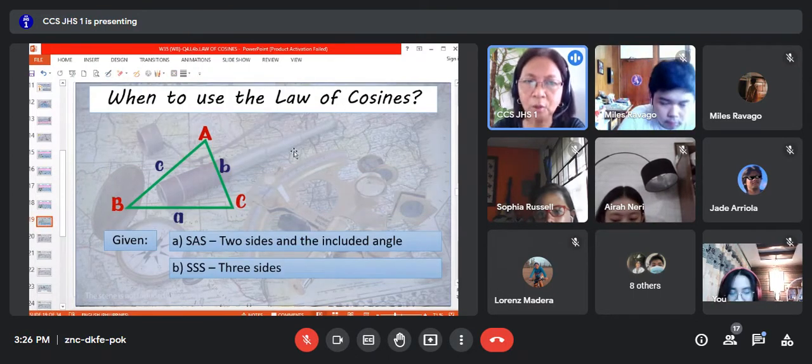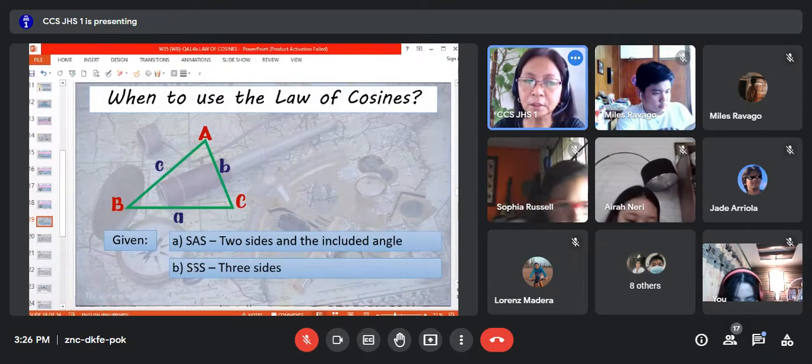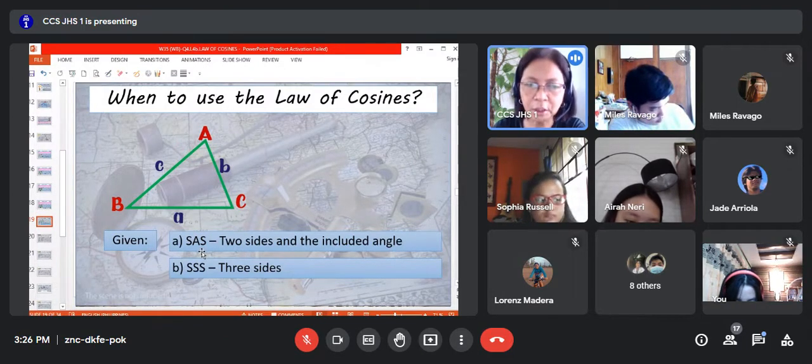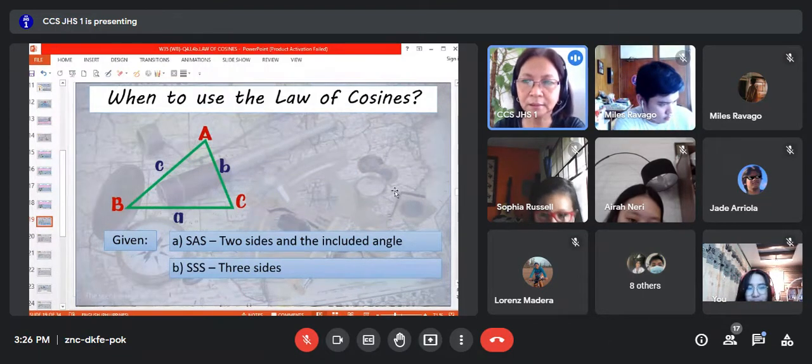To summarize, the law of cosines can only be used if the given are side, angle, side, or two sides and the included angle, and also side, side, side, or three sides of the triangle. You cannot use the law of sines right away. For the law of cosines, you can mix in the law of sines also, but you cannot start with the law of sines. You have to start with the law of cosines.